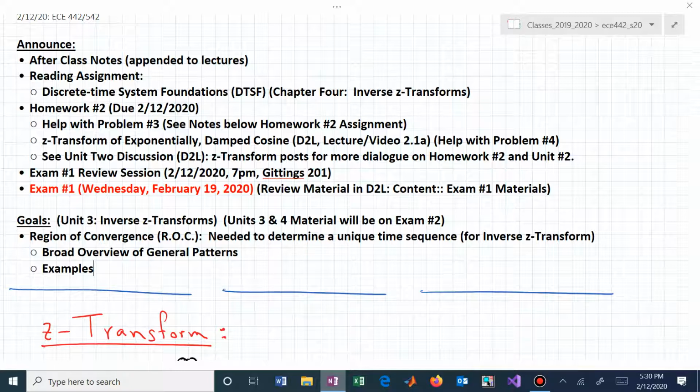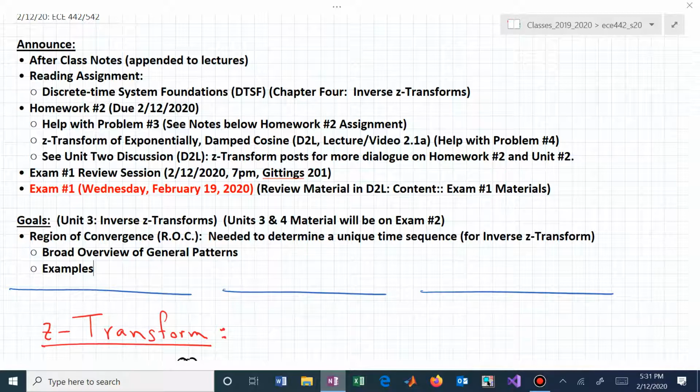Reading assignment: this particular lecture is dealing with material that is not explicitly on exam number 1. We are beginning unit 3 in this lecture, and obviously that means that we've now moved into chapter 4 of the notes for discrete time system foundations. That's not obvious, but we're now doing inverse Z transforms.